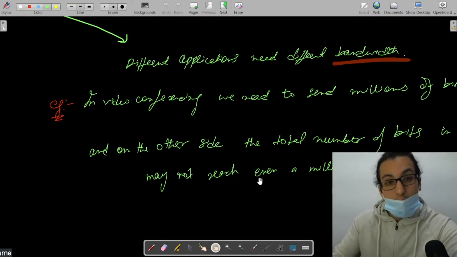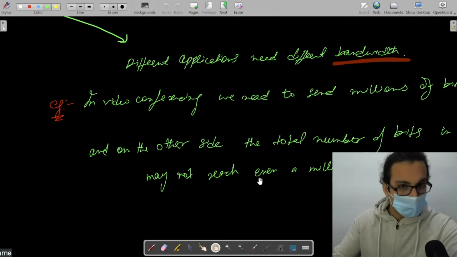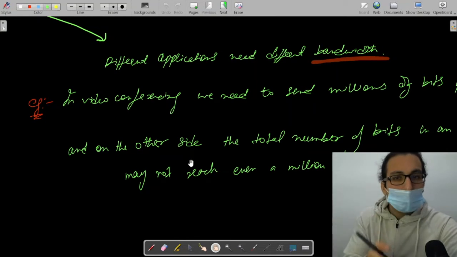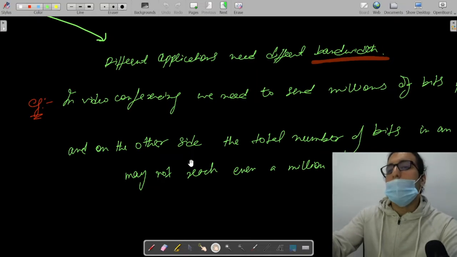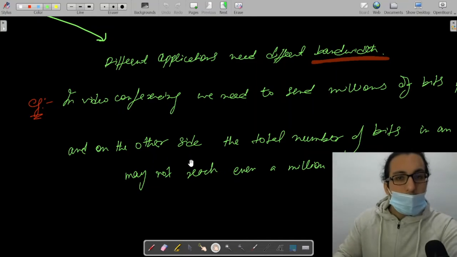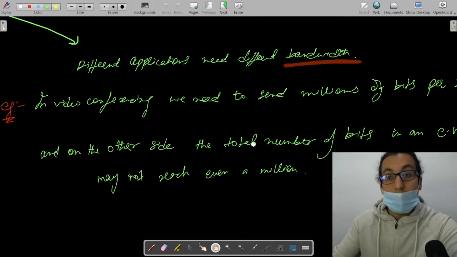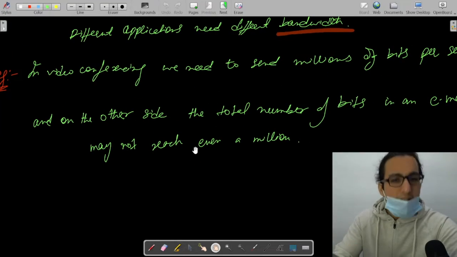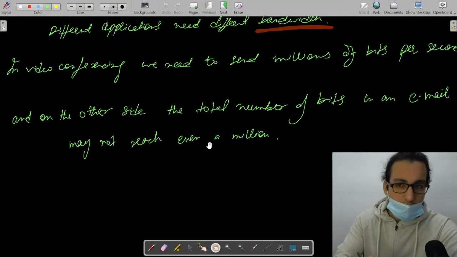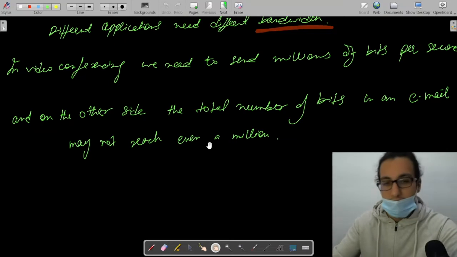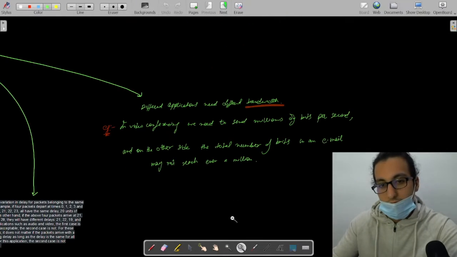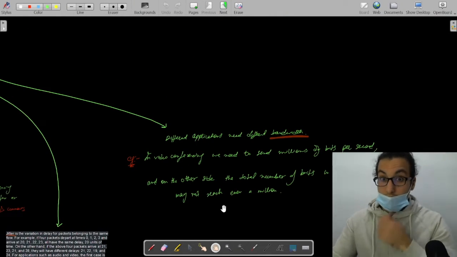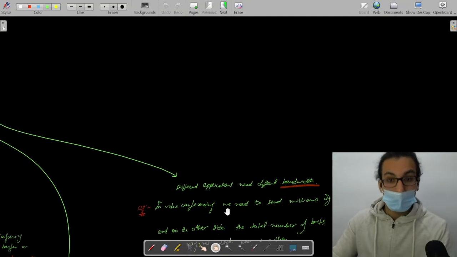Then we have bandwidth. Different applications need different bandwidth. In a video call, we need to send millions and millions of bits per second. On the other hand, the total number of bits in an email may not even reach a million. So there's a lot of difference in bandwidth.